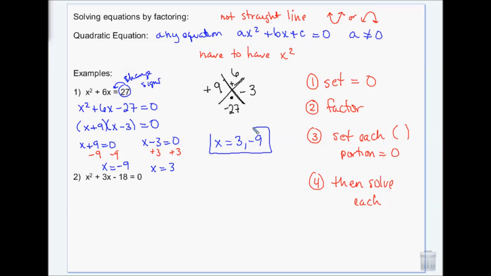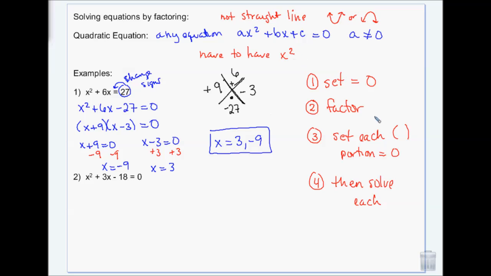Now, you'll notice I got two solutions. My exponent is a 2. Whenever I have an exponent of a 2, I'll either get 2 solutions or one solution that repeats. Because sometimes you get one solution that repeats, it shows up twice, like x equals 2 and 2. Here I have 2 different solutions, x equals 3 and x equals -9.